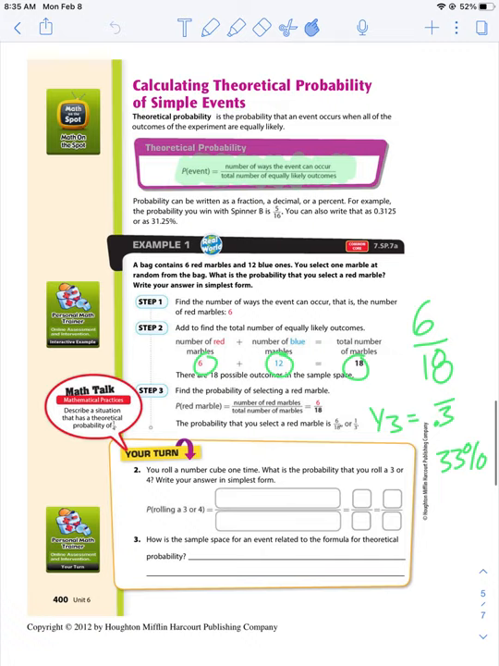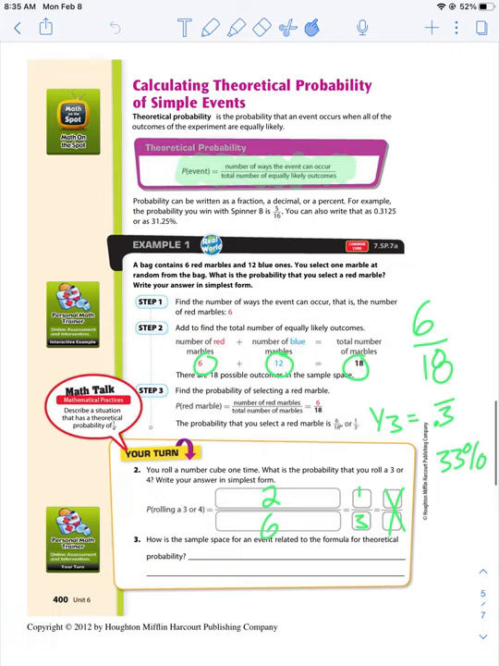Okay, you roll a number cube 1 time. What is the probability you roll a 3 or 4? Well, 3 or 4, that's 2 possible outcomes. And there are 6 sides to a number cube, so 2 out of 6 total equally likely outcomes, which we can simplify to 1/3. You don't need both of those, but 1/3, which is again the same as 0.3 repeating, or 33%.